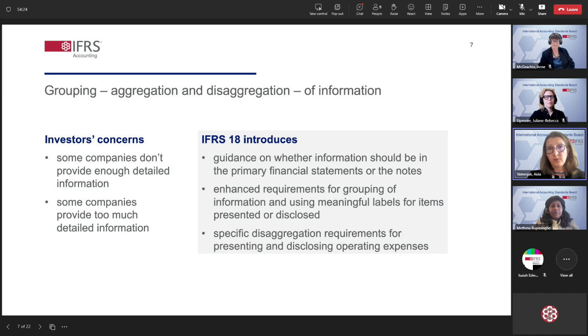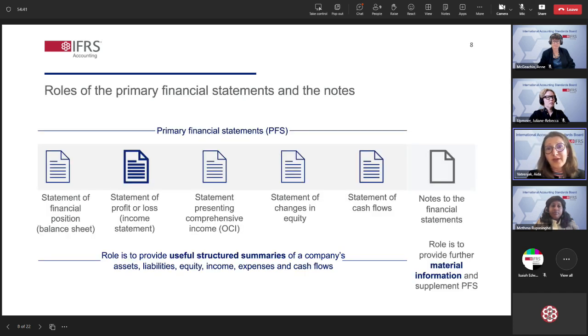So maybe let's walk through them one by one during this session, starting with the first one you mentioned, the first bullet point on the slide, on the guidance on what to present in the primary financial statements versus the notes. And Mesma, if I can stay with you for a little bit longer, maybe ask you kindly to walk us through this, please.